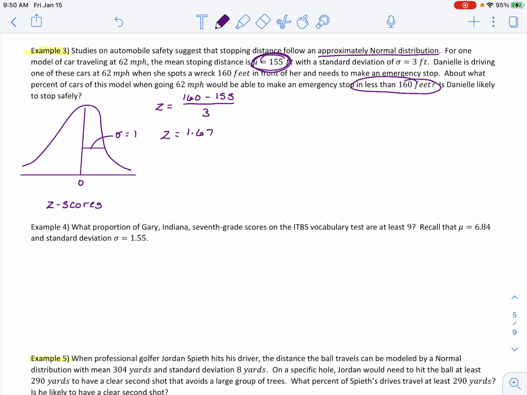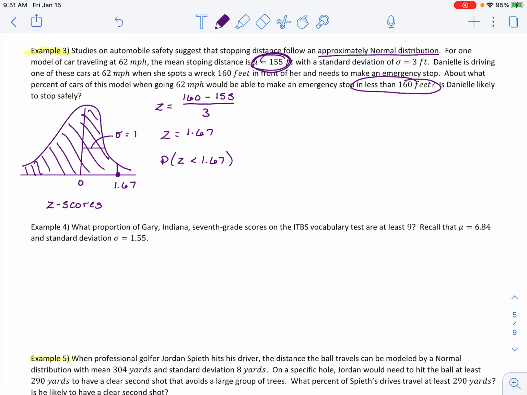So then I'm going to label that on my picture. This is the z-score that I want. So I'm trying to find the probability that I'm going to stop in an amount less than this. So this is my boundary. Most of the cars are going to be below this because I know it's over half. I just want to know what % will be doing this. So I'm calculating the probability of getting a z-score that is less than 1.67.